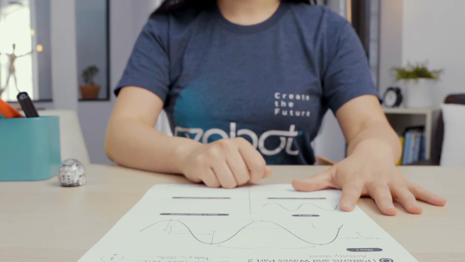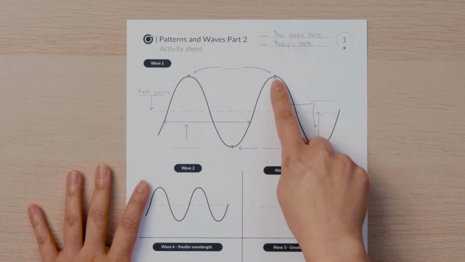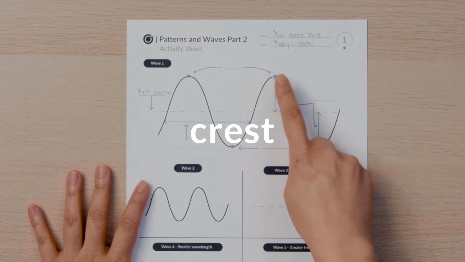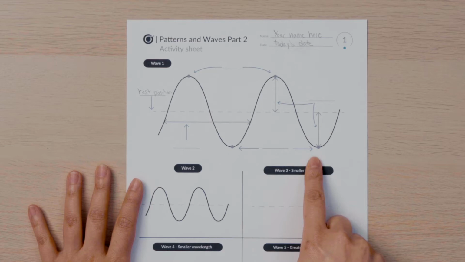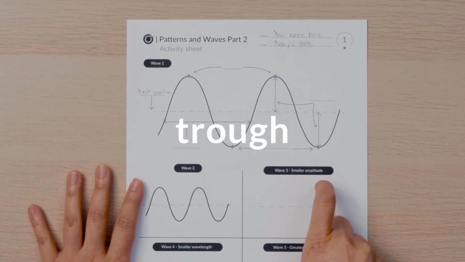Next, find the highest point on the wave line. This point is called the crest. Note there are 2 crests in wave 1. Find the lowest point on the wave line. This point is called the trough. There are also 2 troughs in wave 1.